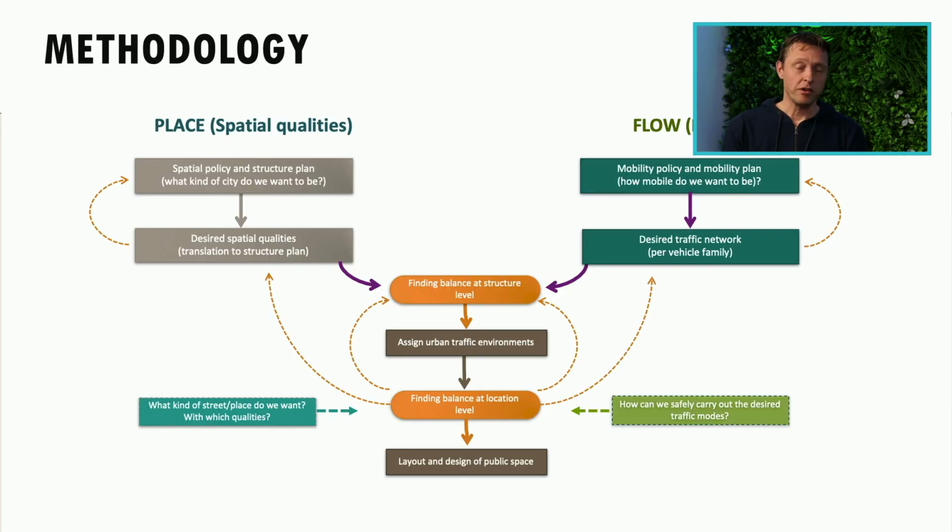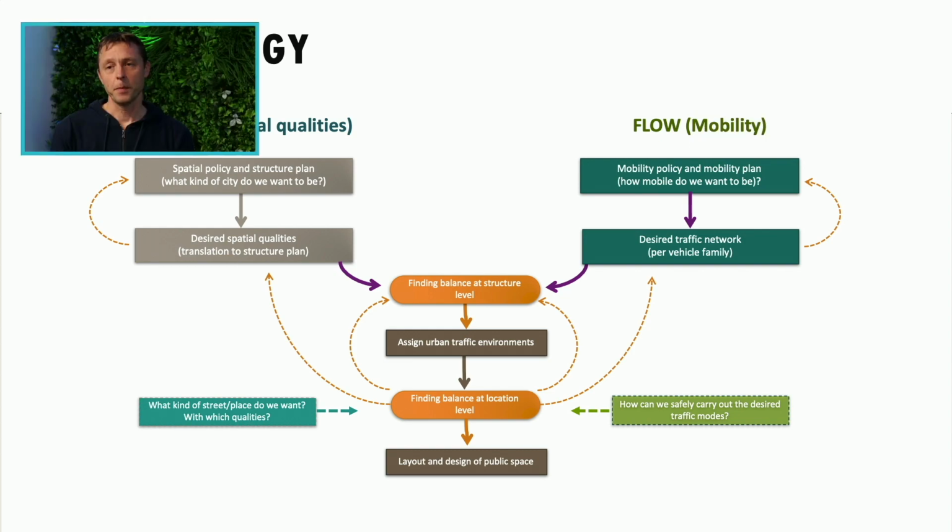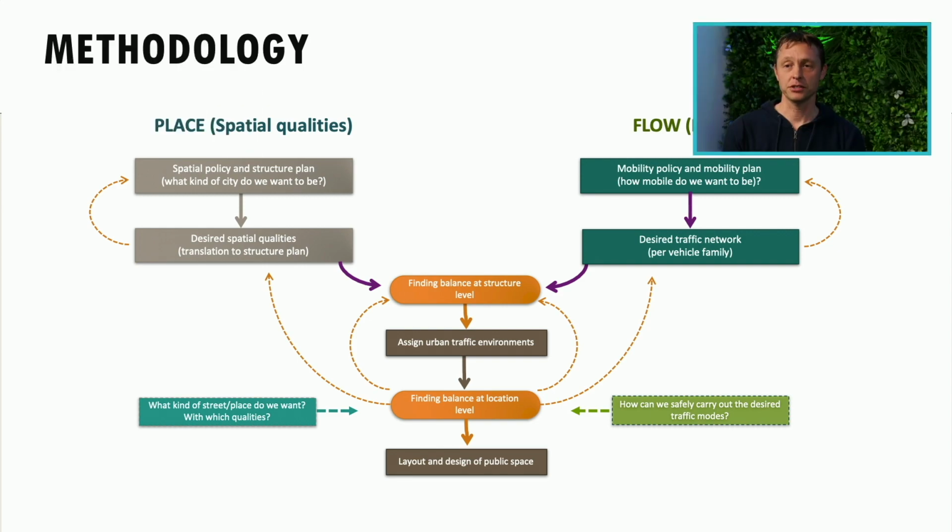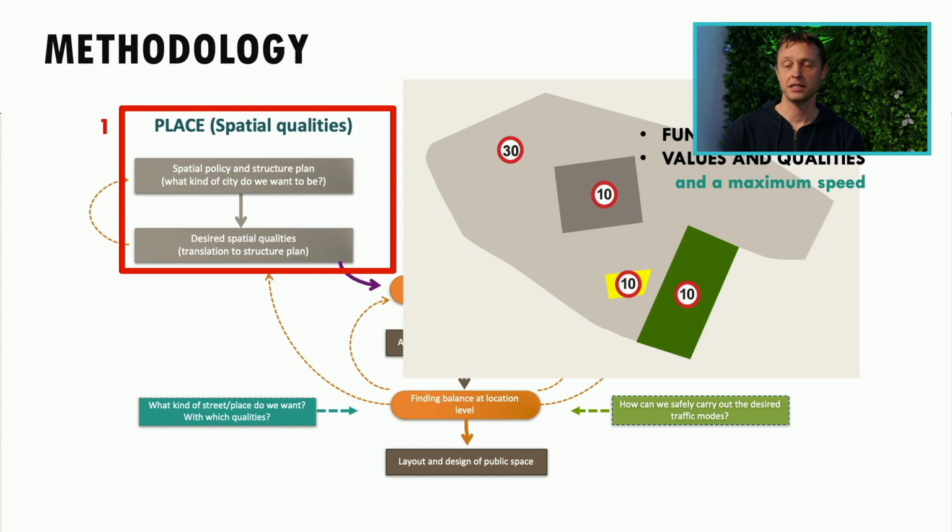Here's an overview of our methodology. On the left you see place, on the right you see flow. And in the end we're going to bring them together. But first, and Lennart has talked a lot about it, we start with place. Can you show the first pic on place?